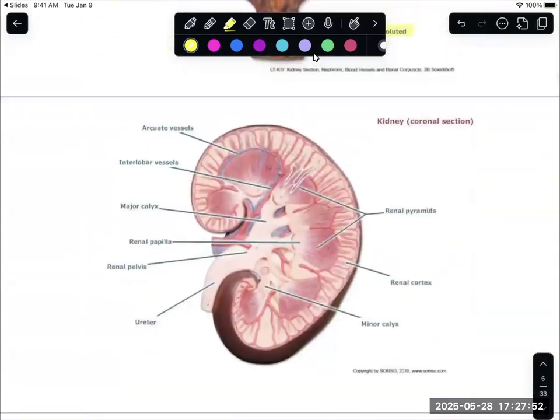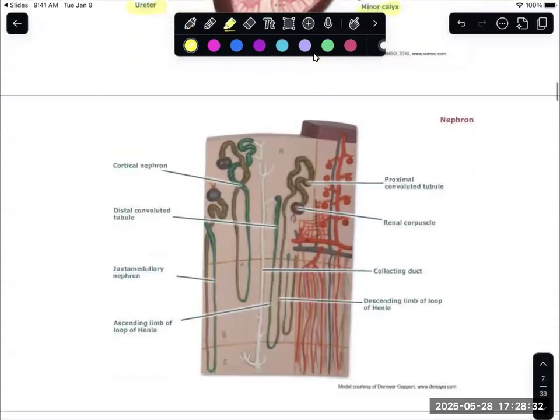So here's just another kidney picture. This one gives some blood vessels, those arcuate vessels, artery and vein, that travel around the renal pyramid. So you see those pyramids, the cortex, the minor calyces, the major calyx. Here you see the interlobar vessels too. That's why I included this one, because we have these blood vessels that go between the pyramids. Those are the interlobar vessels. Here we get the renal papilla, the renal pelvis that drains into the ureter. Here we have the entire nephron.